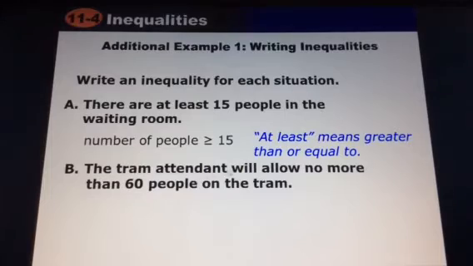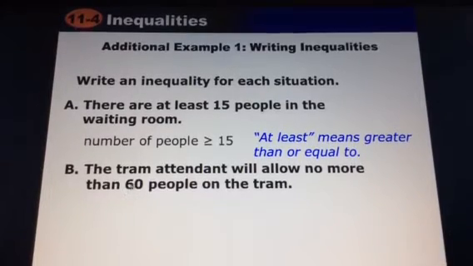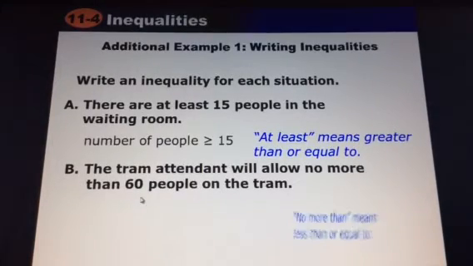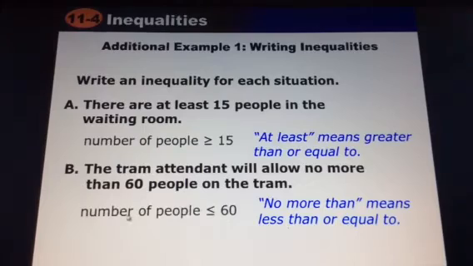Second one, the tram attendant will allow no more than 60 people on the tram. Will the attendant let 60 people on? Yes. Will they let 61? No. Would they let 61 and a half? Well, if there was a half a person coming on there, I guess I don't know. I'm not even going to go there. But anyway, it can't be any more than 60. It could be 60 or less. So there we would say the number of people is less than or equal to 60.